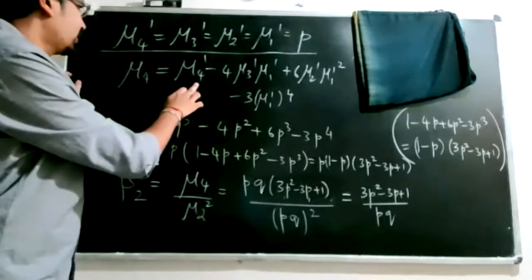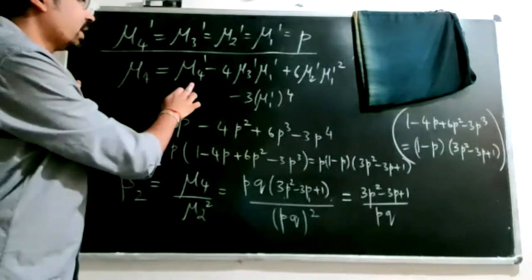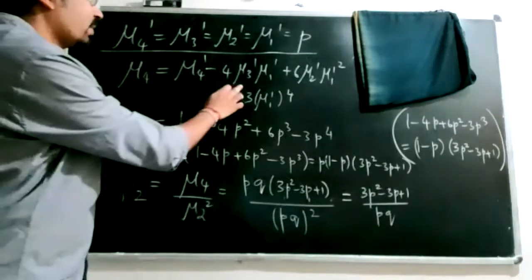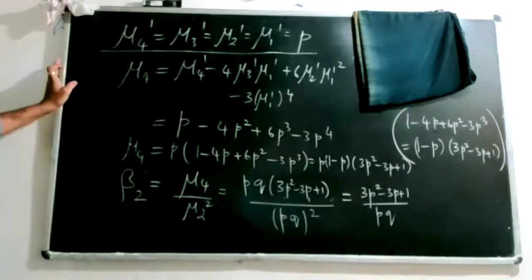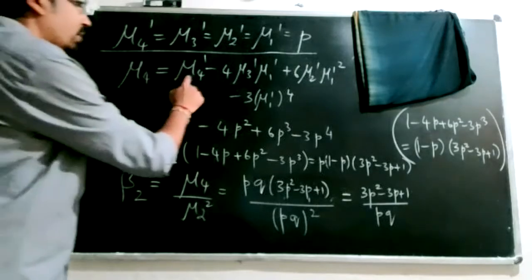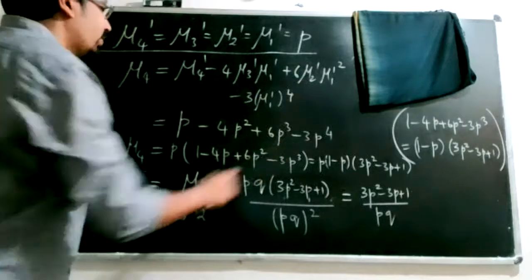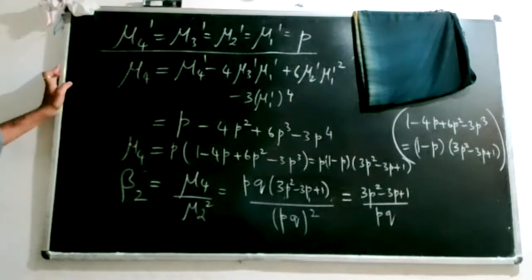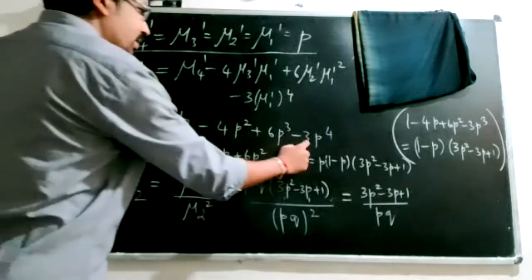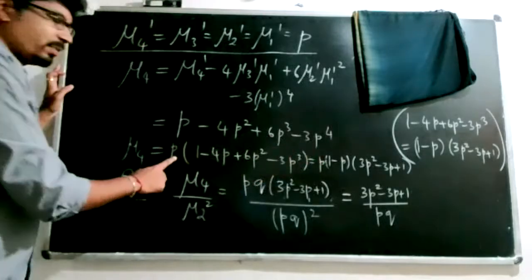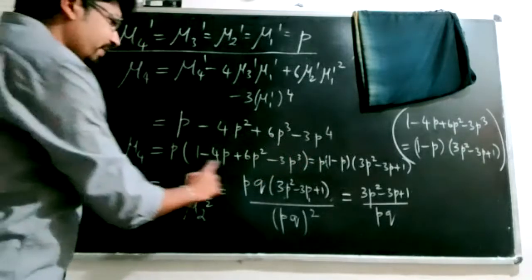Mu4 is given by the formula mu4 dash minus 4 mu3 dash mu1 dash plus 6 mu2 dash mu1 dash square minus 3 mu1 dash power 4. Now every raw moment is P here. So when you substitute that, you will observe that mu4 is equal to P minus 4P square plus 6PQ minus 3P power 4. So when you take P outside as common, you'll be left with this.